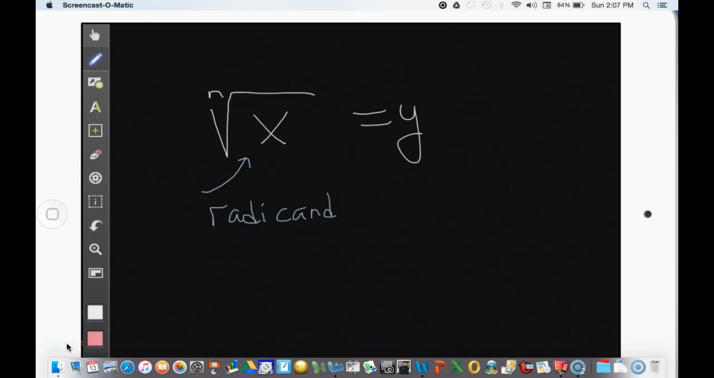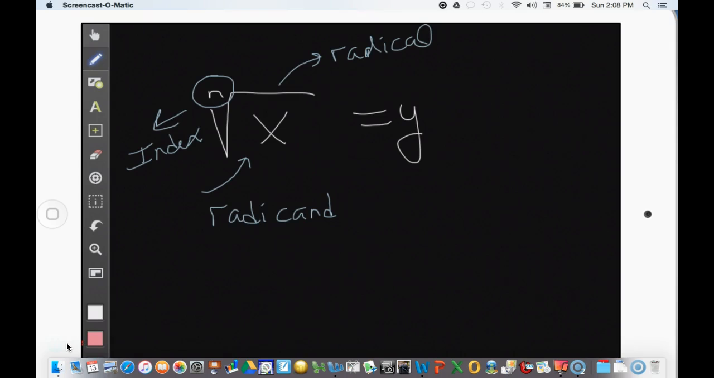Now, in general, we'll talk about the nth root of x equals y. Well, the number under the radical sign is called the radicand. The symbol itself, as you know, is called the radical. And this number that tells us which root we want is called the index.